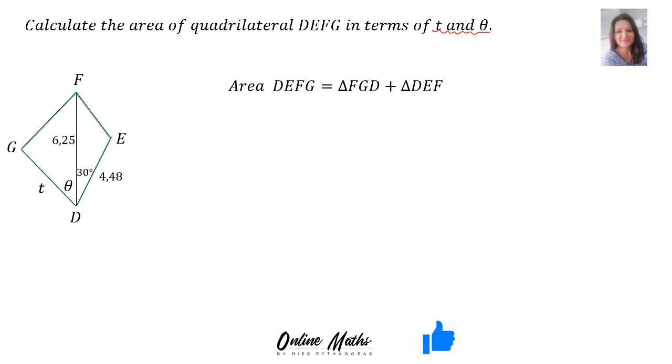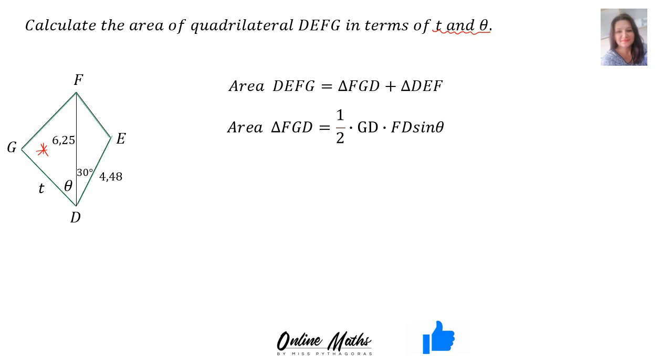Do you agree the area of the quadrilateral DEFG will consist of the area of triangle FGD, it's this big triangle over there on the left, plus the area of triangle DEF. Now let's zoom in on the area of triangle FGD, the one with the red star in.